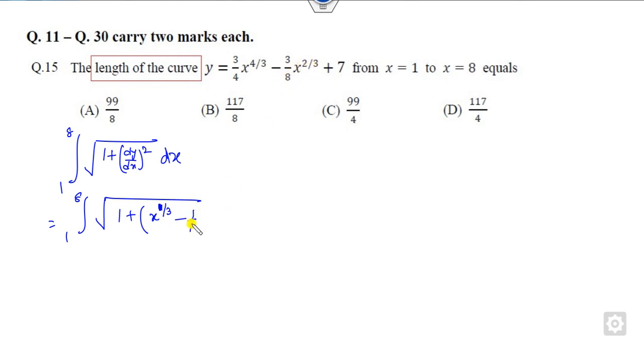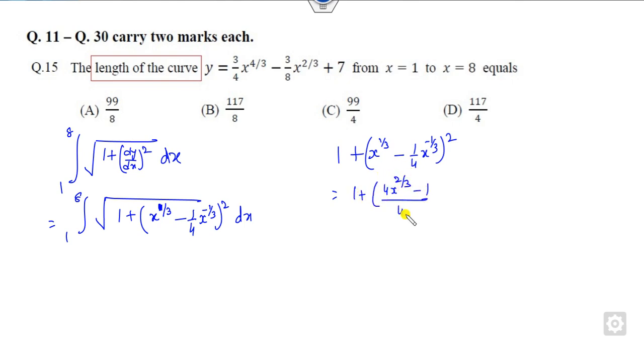So it's 1 by 4 x raised to power minus 1 by 3 whole square. If I simply solve this first part, minus 1 by 4 of this, what will happen? I can take 4 as the LCM, or you can simply write 4 x raised to power 2 by 3 minus 1 of this. Now if you open this bracket, 16x raised to power 2 by 3 is common, 16x 4 by 3 plus 1 minus 8x 2 by 3.